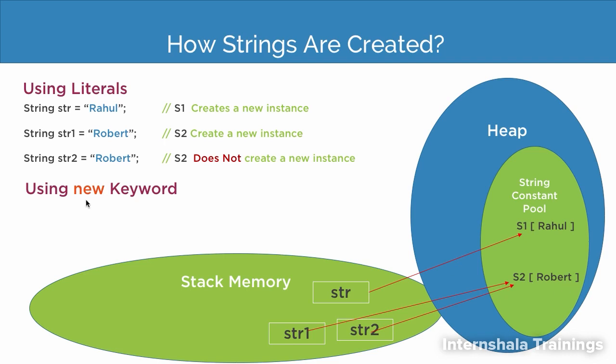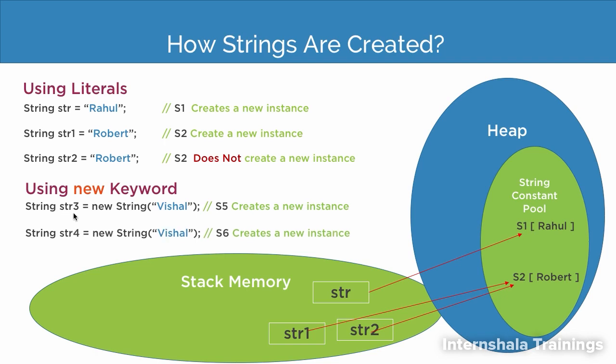But in case of using the new keyword, suppose we have this example, String str3 equal to new String("Vishal") and str4 equal to new String("Vishal"). But this time, using the new keyword, in the runtime two separate objects will be created. So in the memory we will have str3 and str4 pointing to two different objects that contain the same value of Vishal. So this is the difference between using literals and using the new keyword.